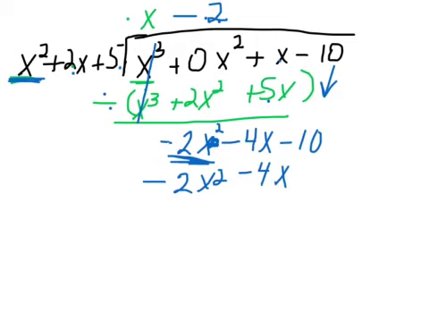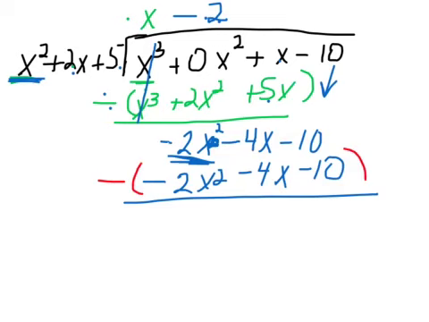And negative 2 times 5 is negative 10. Okay? But remember, we have to subtract all that. That's how long division works. You get your results, you subtract it from what you had before.